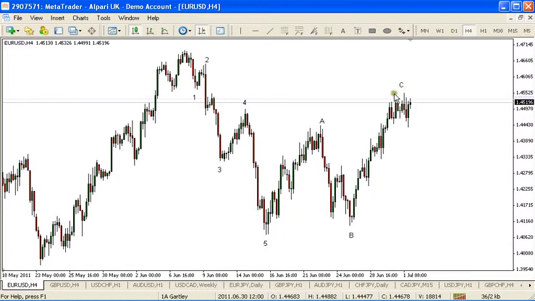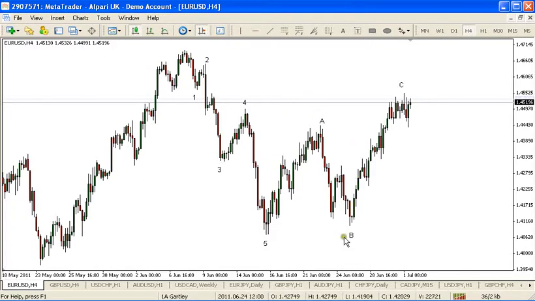Okay, if this is a correction, if I'm right about my assumption that this is a trend and this is the correction, then at the end of the correction, price should continue going down in the same direction of the trend. Okay, so my objective is to find out the end of the correction, to project the area that the correction will end.